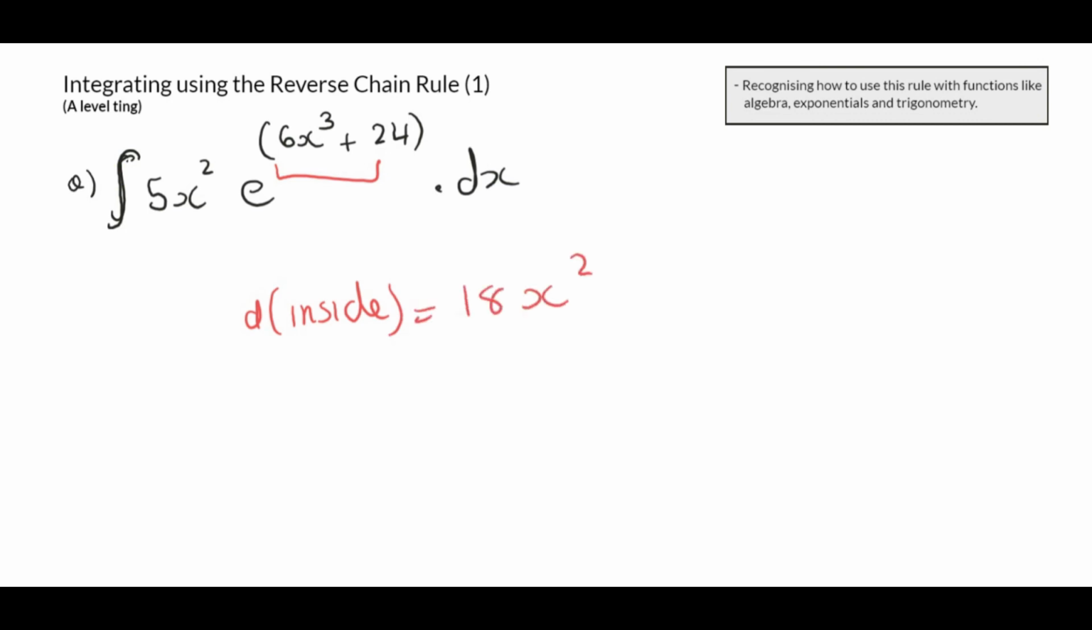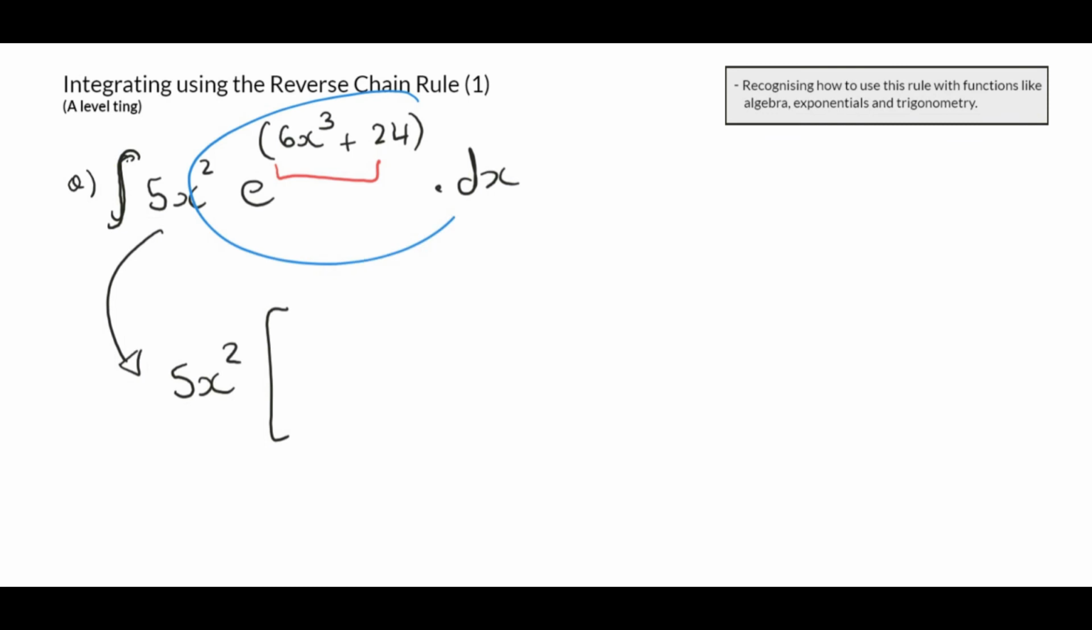Now listen up. I don't care about the 5 and the 18. What I do care about is the fact that there's an x squared here and there's also an x squared here. When I recognize this, I say to myself, reverse chain rule. Now let's go through the steps together. The first thing you do is rewrite the 5x squared. No one cares about the 5x squared. Once you do that, all we have to do is integrate this whole thing here.